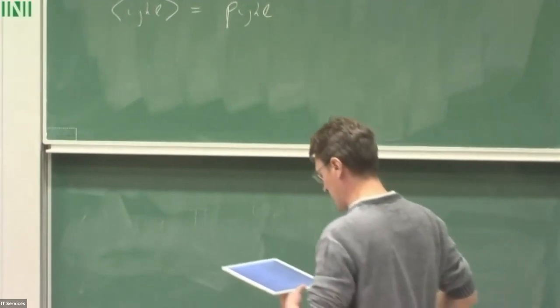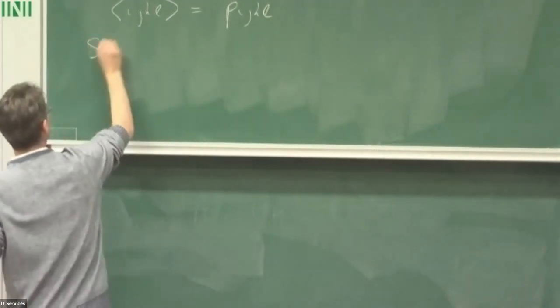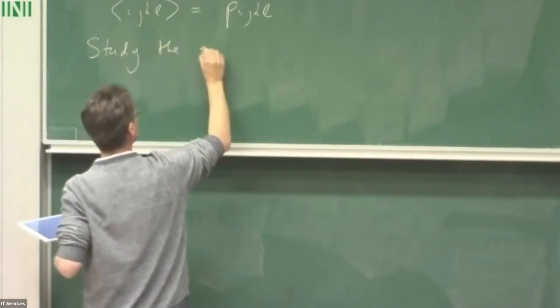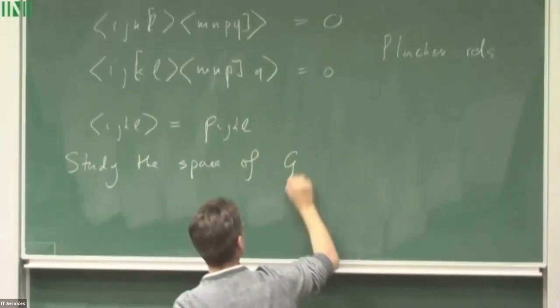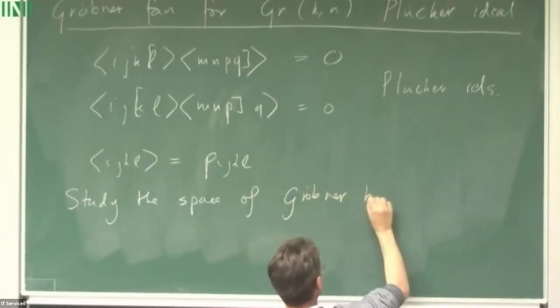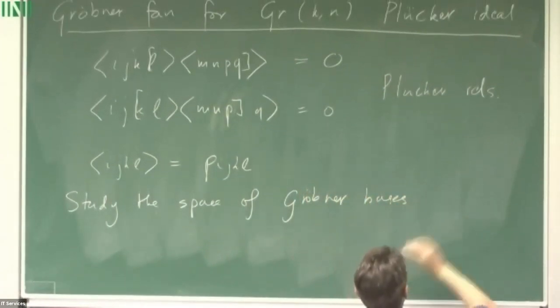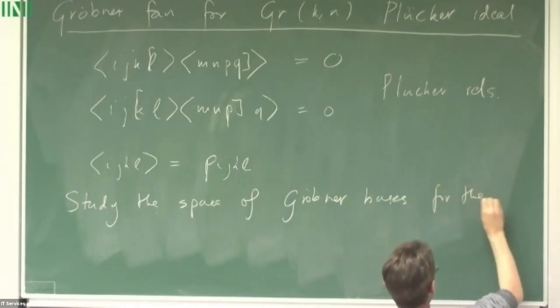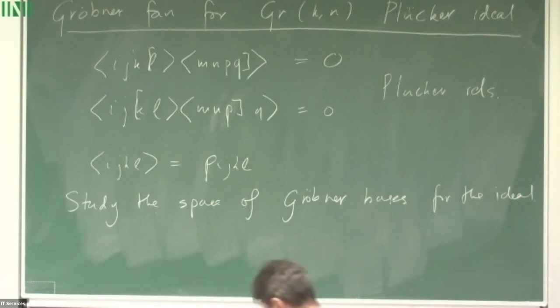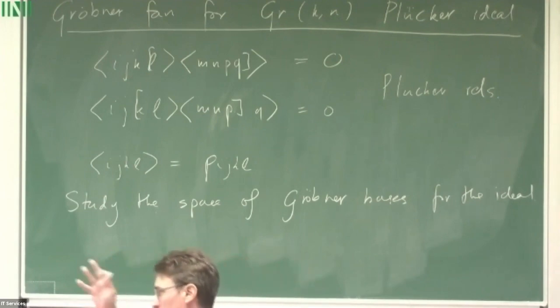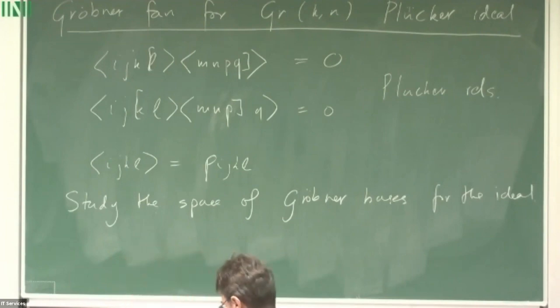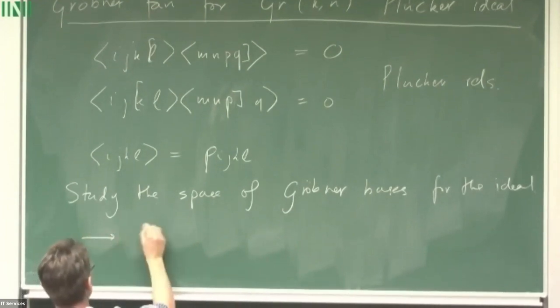Okay. And then what I would like to do is study the space of Gröbner bases for this ideal. There are many Gröbner bases for a given ideal, and you can think of each as being associated to a maximal cone inside some big fan. So this is going to give us a Gröbner fan.